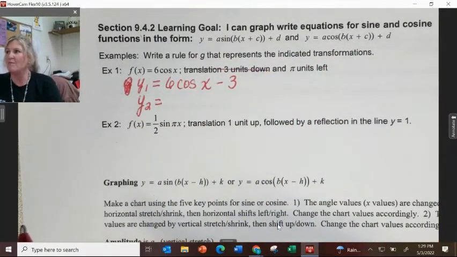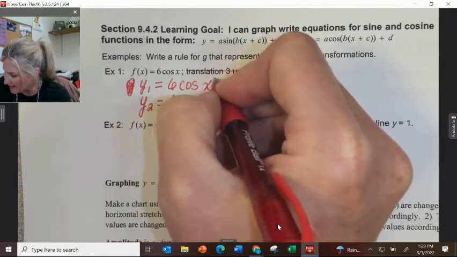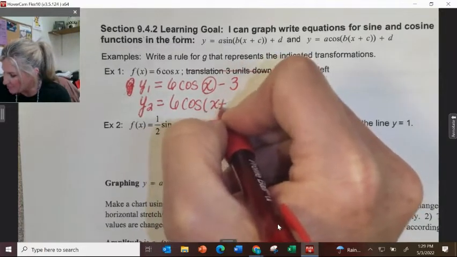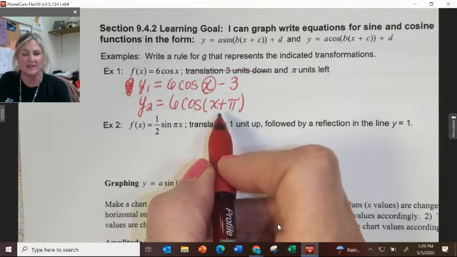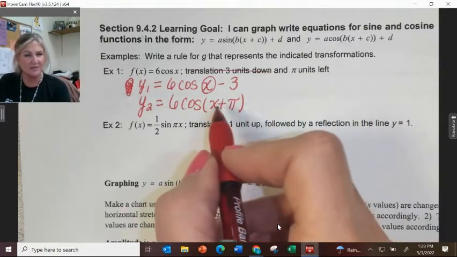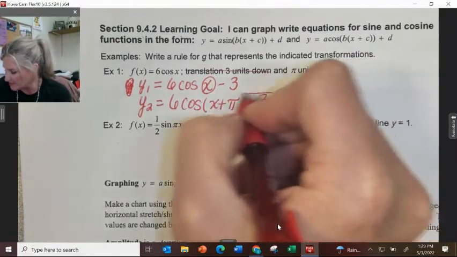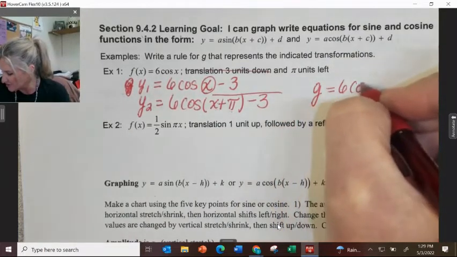Does anybody remember how we make a function move right or left? Good. So I'm going to do 6 cosine, and then wherever I have this x, in parentheses, I'm going to have to do x plus pi. When it's with the x, it's the opposite of what you would think. To go left, you would think it should be x minus pi, but it's actually x plus pi. And then we still have the minus 3. And I do need to call this g. It tells me to call it g, so I'm just going to rewrite it.